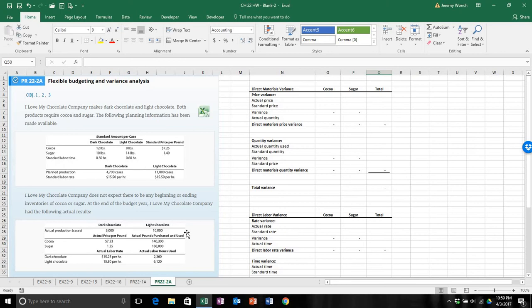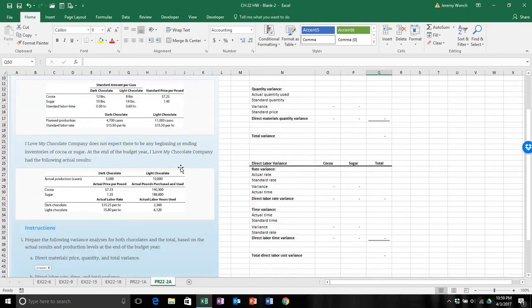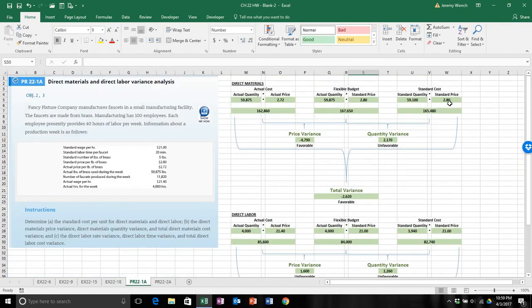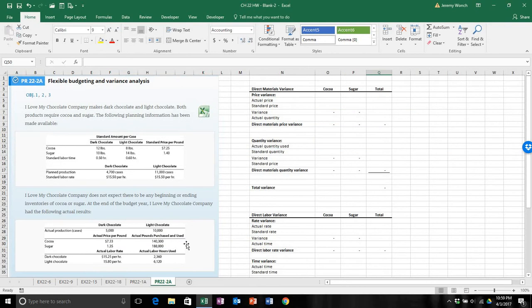All right, so our last problem is 22-2A. And so, kind of like I talked about before, you can set these up in any way. I really do like this way. It makes it easier to see. But in this one, I think just the way that the information is laid out, it makes a little bit more sense to put it in a table.